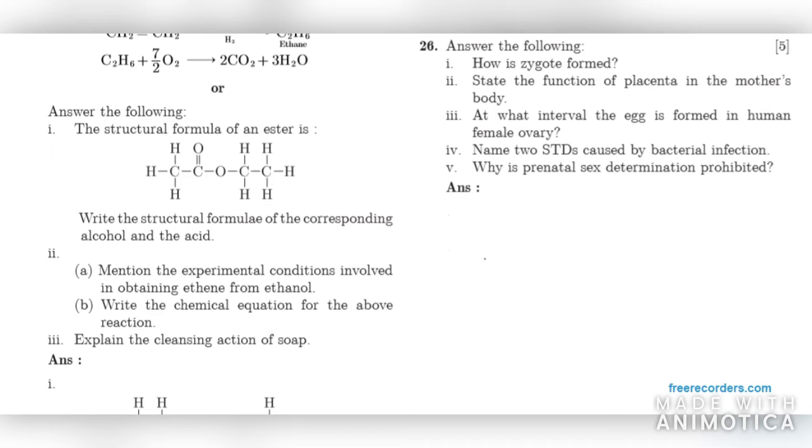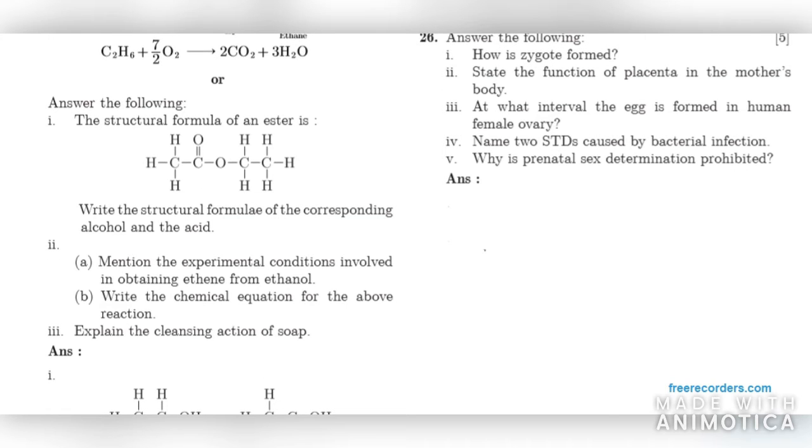Fourth part, name two STDs caused by bacterial infection. So one is gonorrhea and the other is syphilis. Fifth one, why is prenatal sex determination prohibited? It has been prohibited because of misuse, and it may be the reason for female feticides. So that's the reason why prenatal sex determination has been banned.